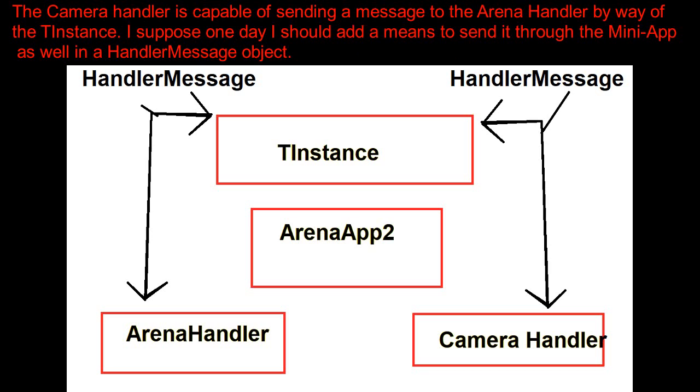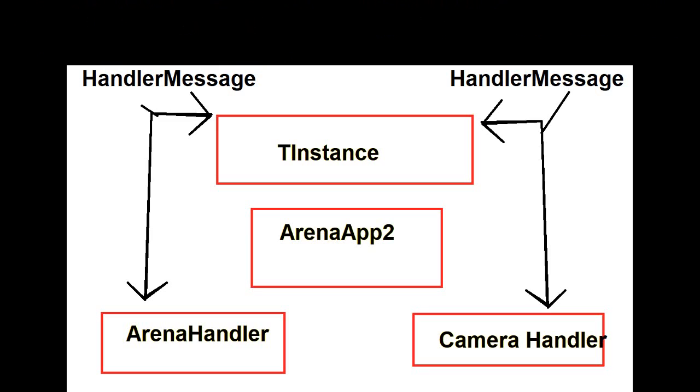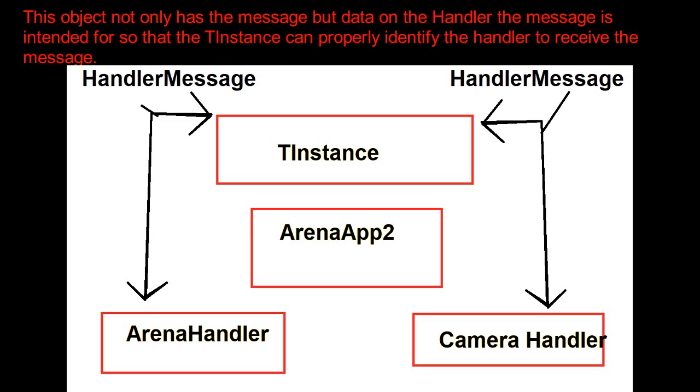The camera handler is capable of sending a message to the Arena handler by way of the T instance. I suppose one day I should add a means to send it through the mini-app as well in a handler message object. This object not only has the message, but data on the handler the message is intended for, so that the T instance can properly identify the handler to receive the message.